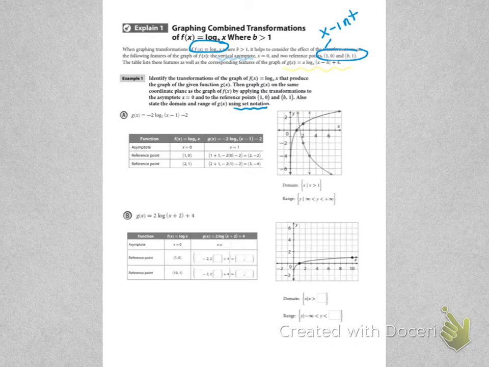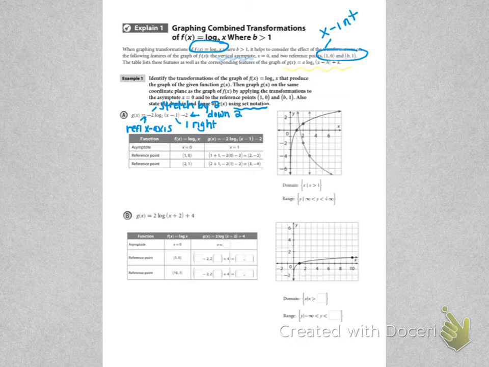So example A, my new graph they want me to produce is -2 times the log base 2 of x minus 1 minus 2. So I can tell right away that this thing's going to be reflected over the x-axis. It's going to be a vertical stretch. It's going to be a slide 1 to the right, because x lies to you, right? So it's going to the right, and then down 2.